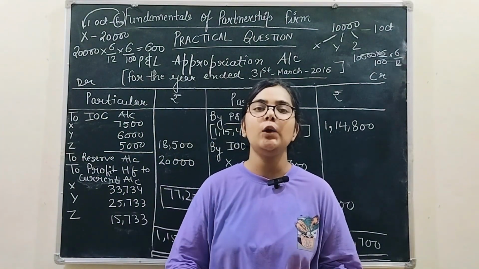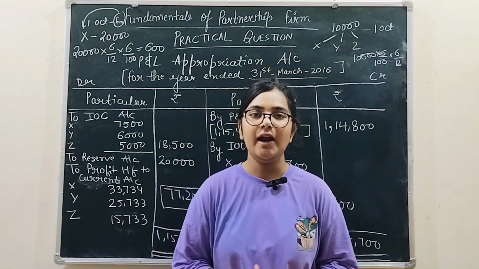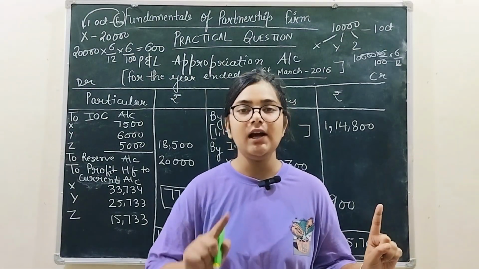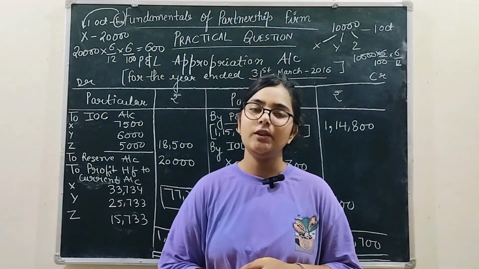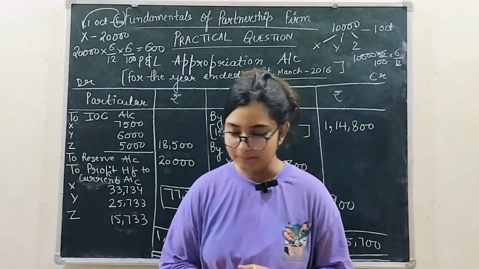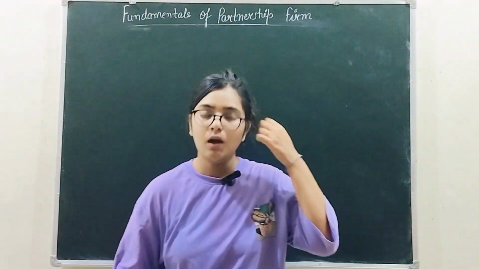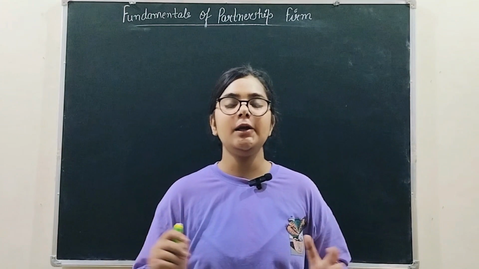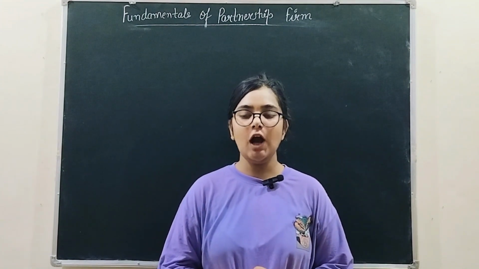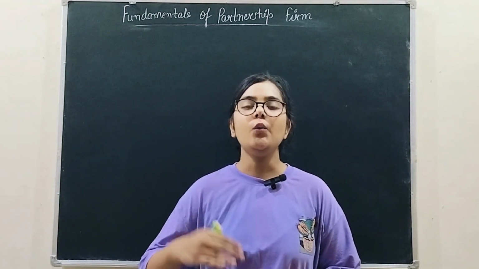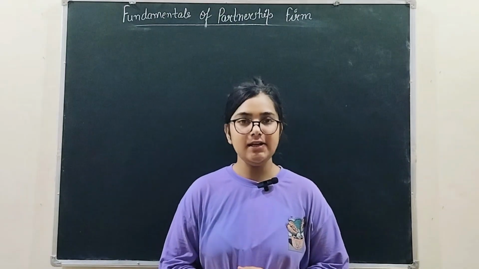Now we are going ahead with your partners account, right? Which is in the case capital account and the current account, right? So without wasting any time, let's get started. Okay. So we have learned about the profit and loss appropriation account for the particular question. Now we are going to continue with the partners account.